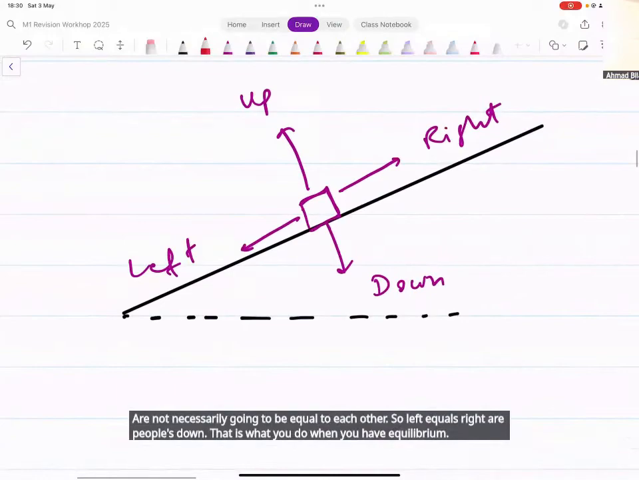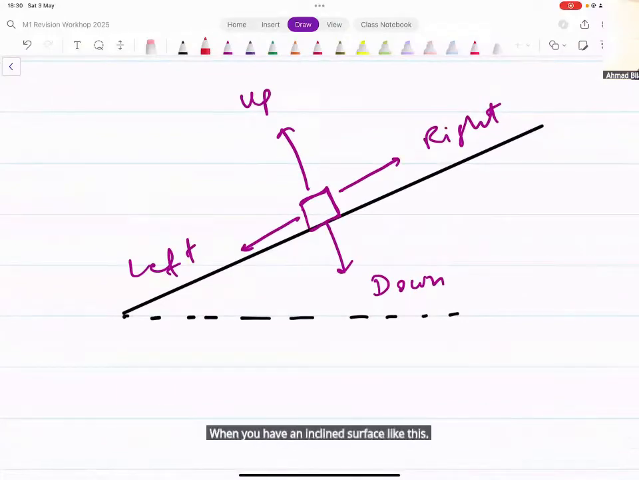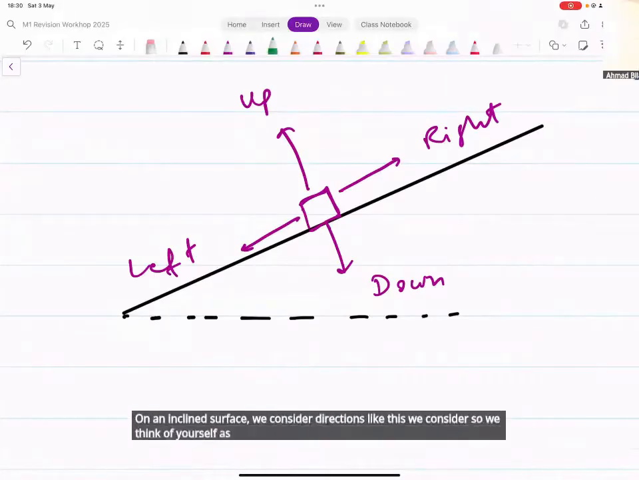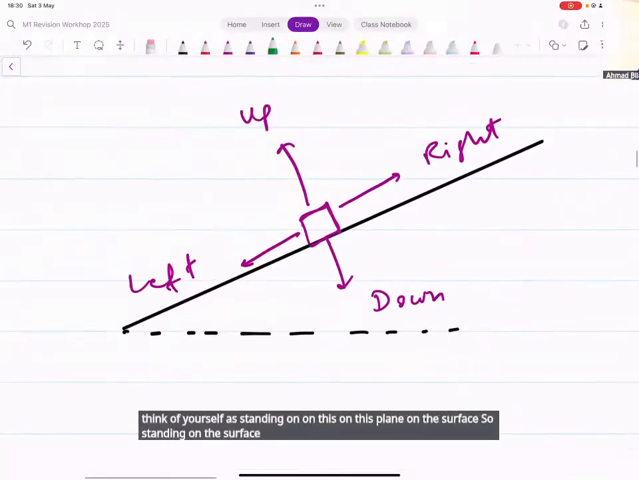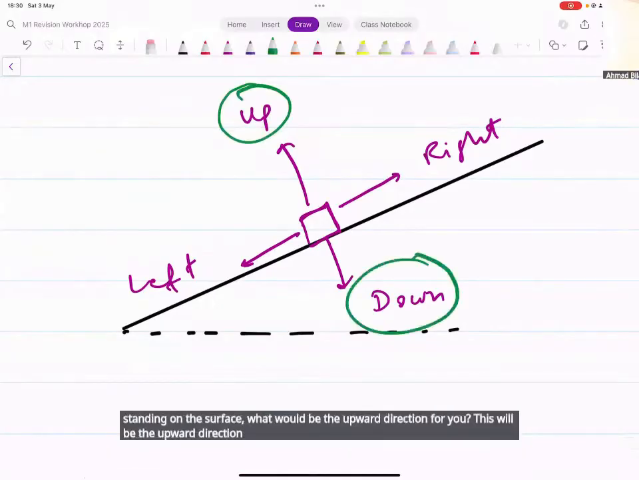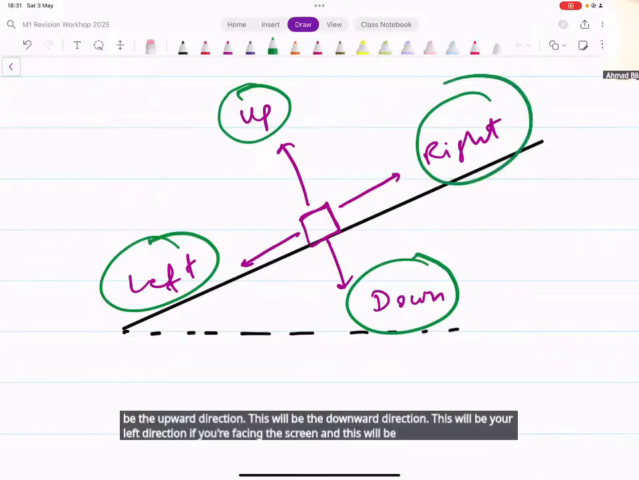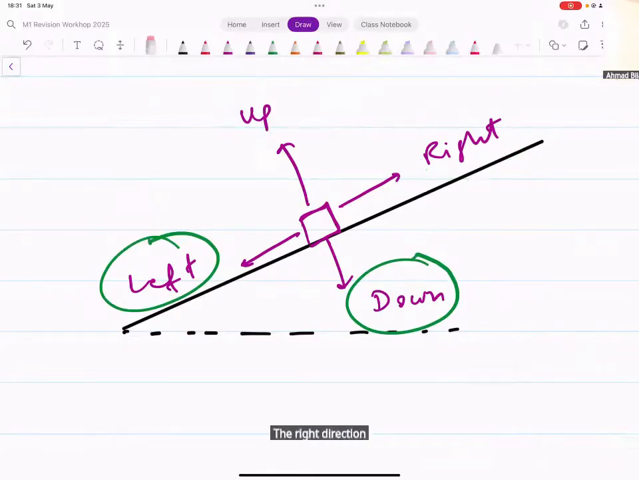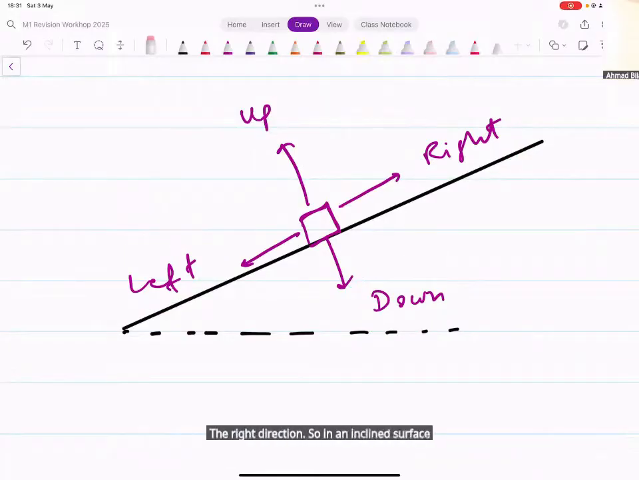When you have an inclined surface like this, what about that? On an inclined surface, we consider directions like this. Think of yourself as standing on this plane, on this surface. So standing on the surface, what would be the upward direction for you? This will be the upward direction. This will be the downward direction. This will be your left direction if you're facing the screen, and this will be the right direction. So in an inclined surface, the understanding of left, right, up, down changes like this.